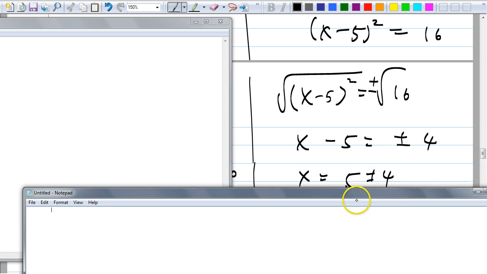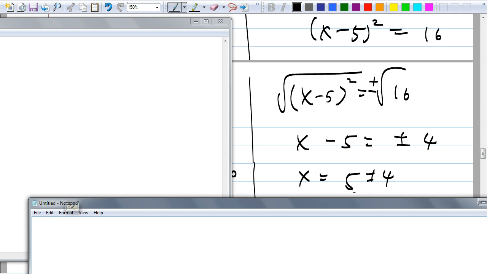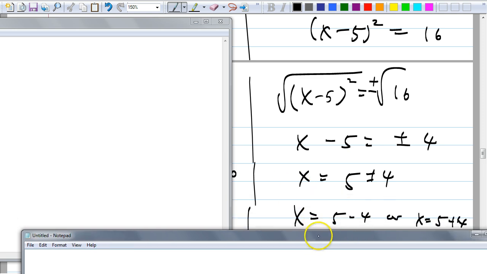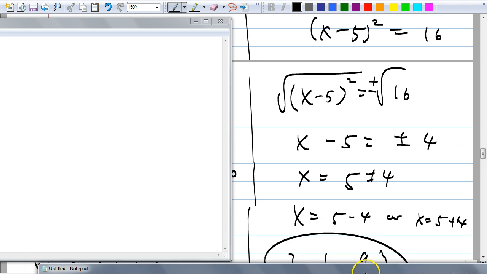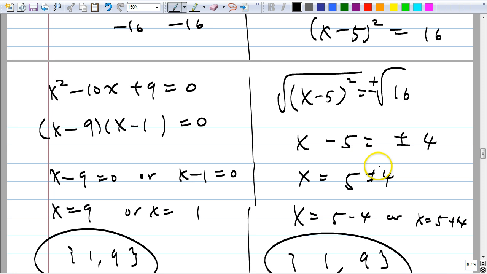Add 5. Angel, what are the 2 solutions we get here? X equals 1 or 9. Yeah, you get x equals 1 or 9, because this means x equals 5 minus 4 or x equals 5 plus 4. Then we get 2 solutions like this. X equals 1 or 9.